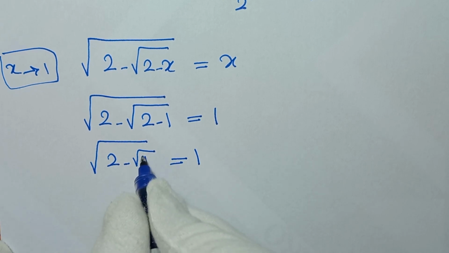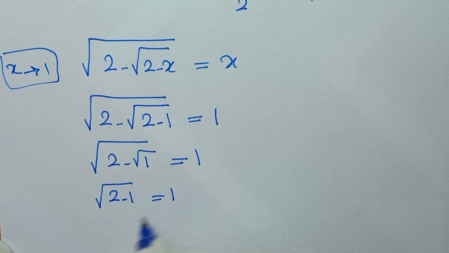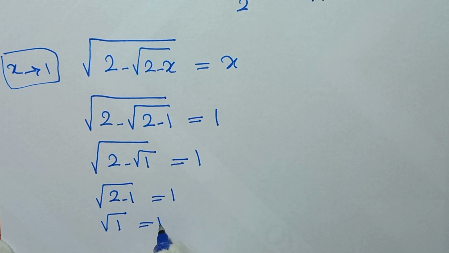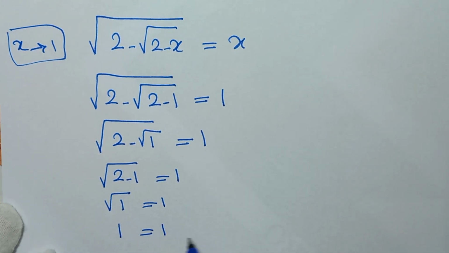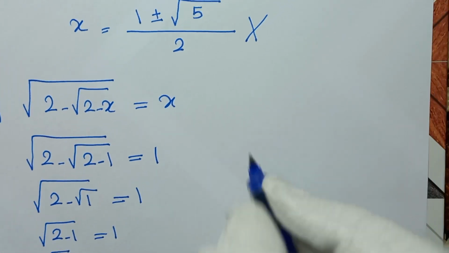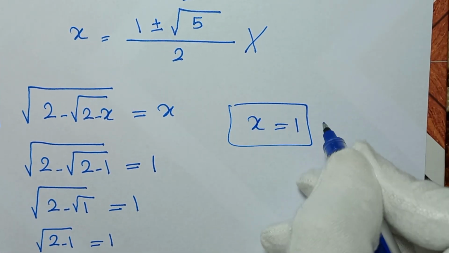And from here it will be square root of 1 is 1, so it will be square root of 2 minus 1 is equal to 1, and it will be square root of 1 is 1, and this is 1 is equal to 1, and this is correct. So x is equal to 1 is our final answer.